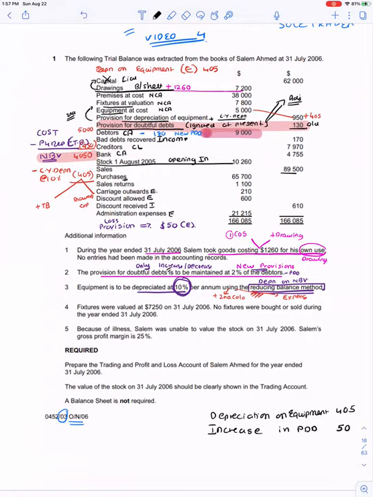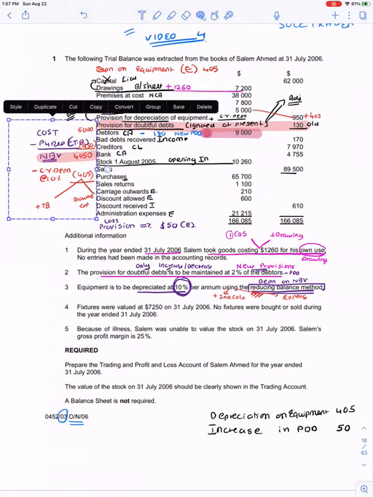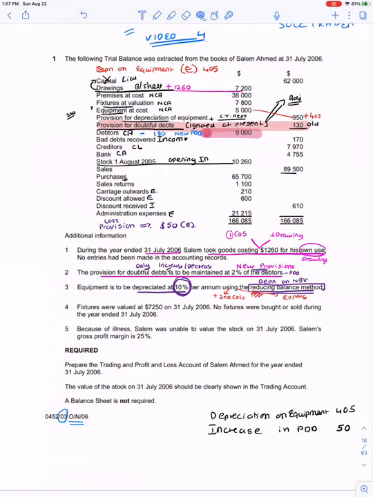Now let's move ahead. Let's move to the third adjustment. Fixtures were valued at 7250. That means fixtures are depreciated using revaluation method. When I'm using the revaluation method, that means this is the valuation at end.